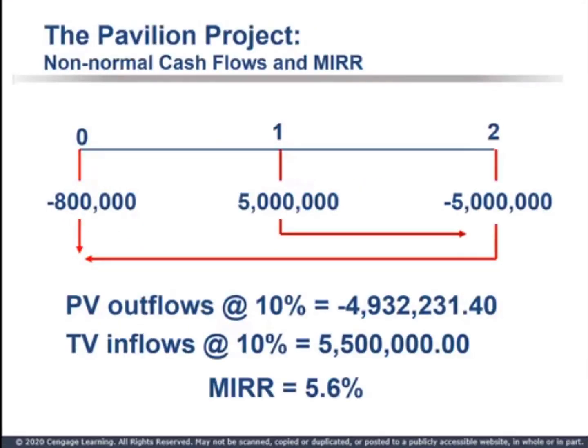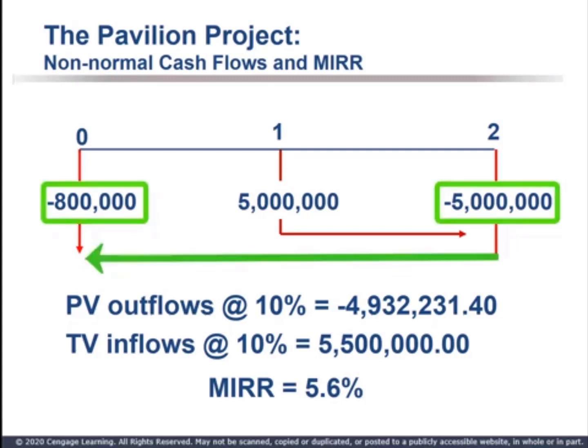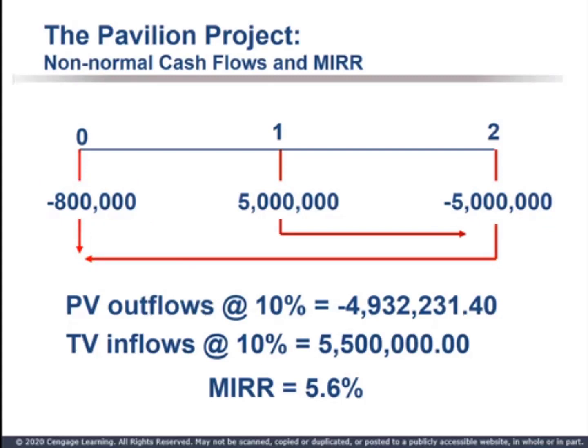Now that we see how MIRR works, let's revisit our Pavilion project as it illustrates an important point about finding the values to use to find MIRR. All outflows are present valued to time 0 and summed to use as the present value. Outflows to the left on the timeline. All inflows are future valued and summed to use as the future value. Inflows to the right on the timeline.